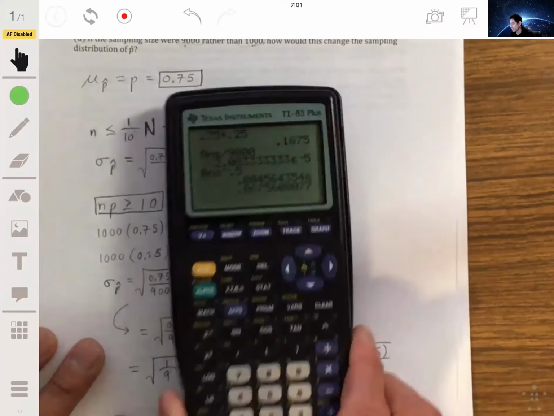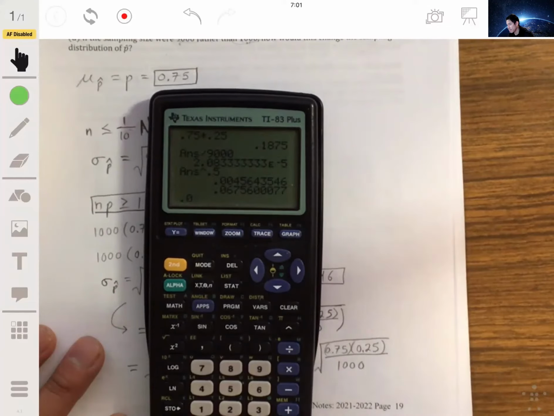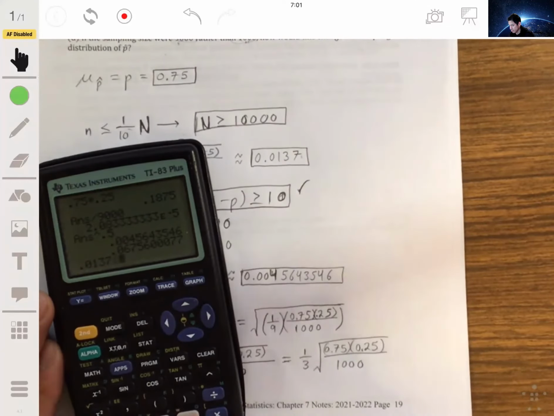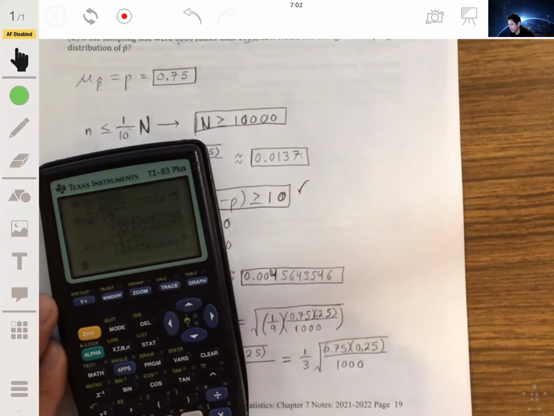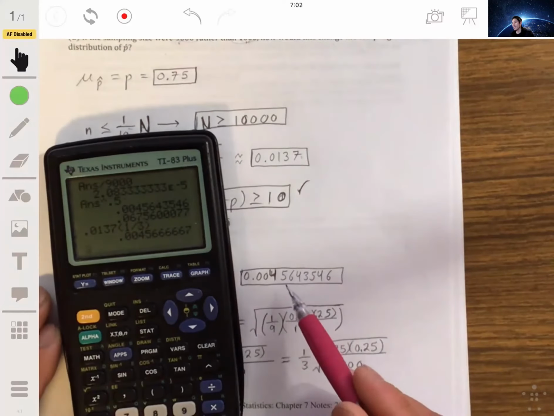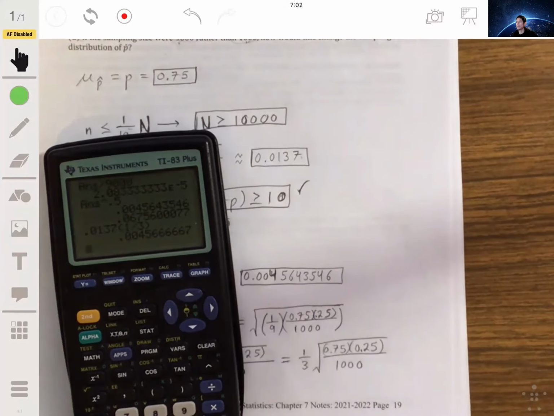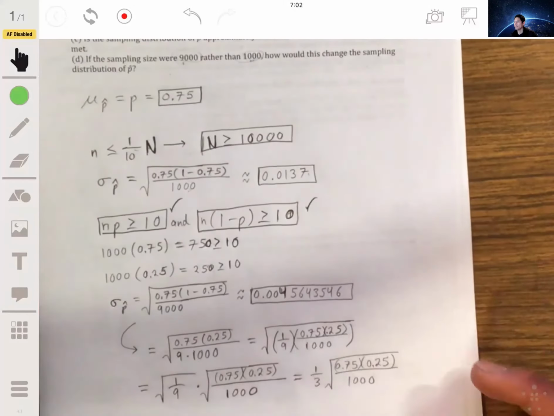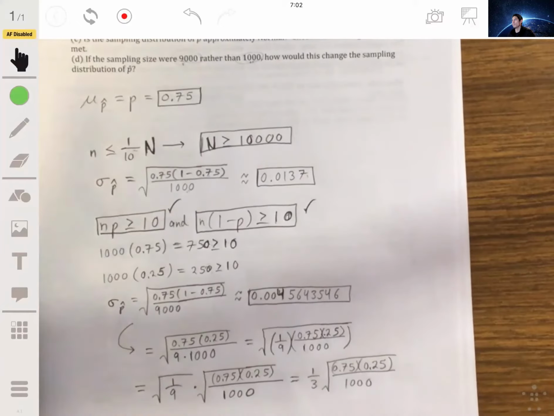You could verify that. Take 0.0137 times 1/3, and we get approximately that. And that's no coincidence. This is going to hold whenever we have this type of situation going on. All right, so let's look at one more.